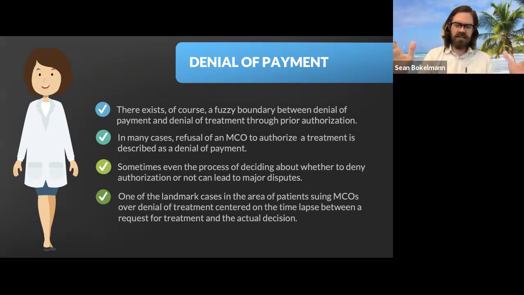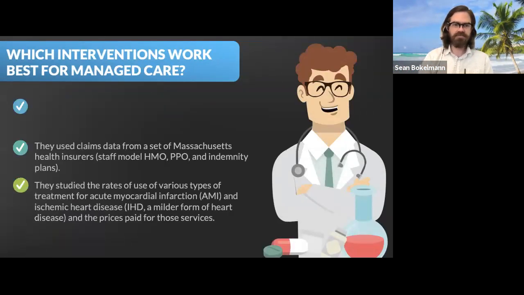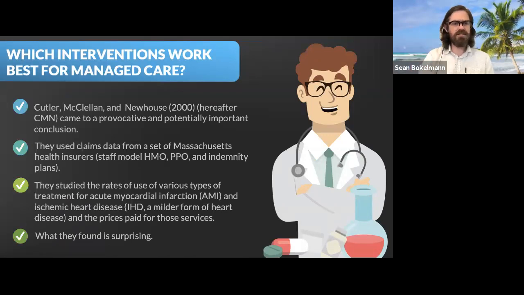So those are the interventions. There's a whole array of them. Some are less effective than others, and so the real question then is which of these work best, right? So Cutler, McClellan, and Newhouse looked into this, and they came to a provocative and potentially important conclusion. Now, they were using data from a set of Massachusetts health insurers that used both staff model HMO, PPO, as well as indemnity plans. So, a variety of different types of plans.